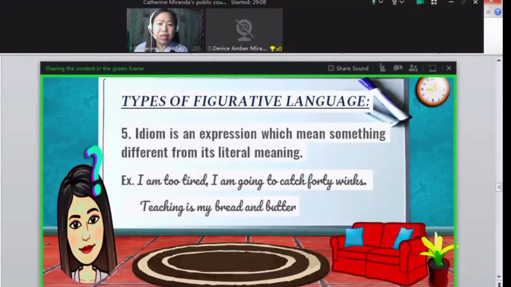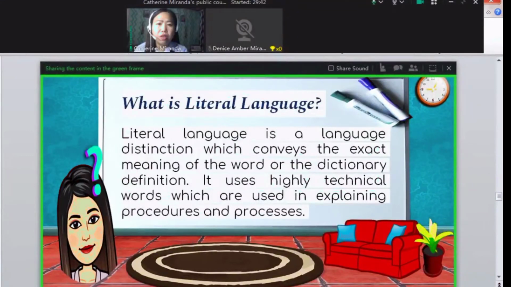Another example is "teaching is my bread and butter." The phrase bread and butter is our idiomatic expression. And the meaning of bread and butter is actually a work or what we do for a living. Okay, so let us proceed. So we now know that there are types of figurative language that we can use in our statements. So now let us proceed with the definition of a literal language.